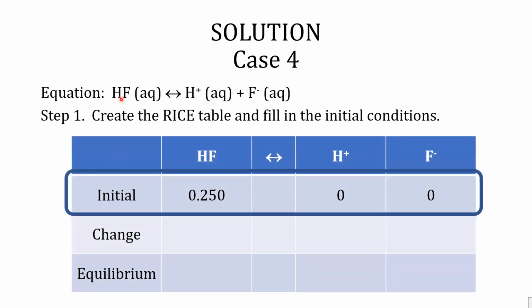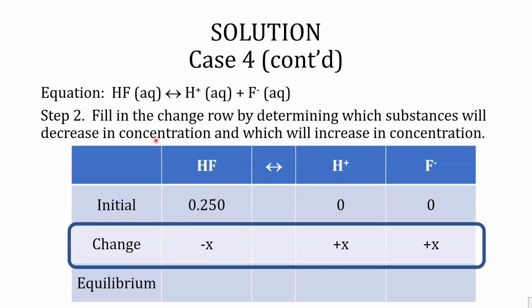Step 1 is to create the ICE table and fill in the initial conditions. The initial concentrations for HF is 0.250 molar, and for H+ and F- it is 0 each. Step 2 is to fill in the change row by determining which substance will decrease in concentration and which will increase in concentration. The change for HF is -x, and for H+ and F- they are +x.